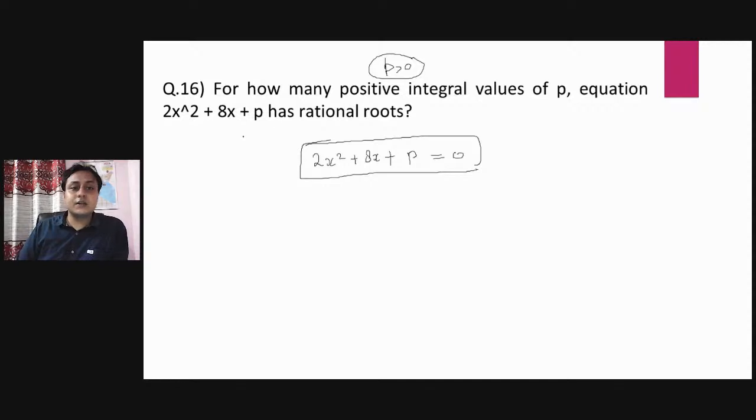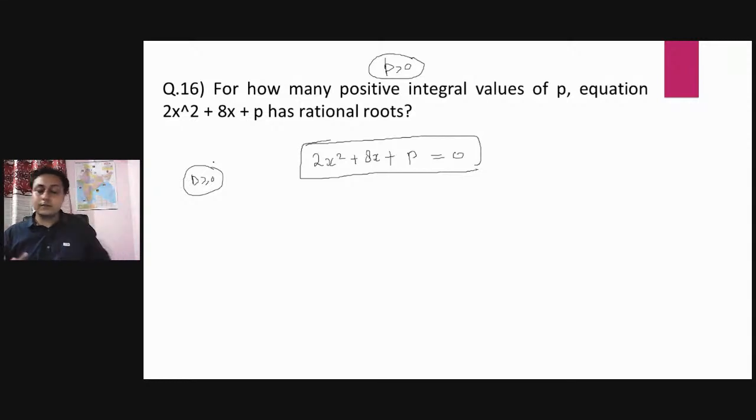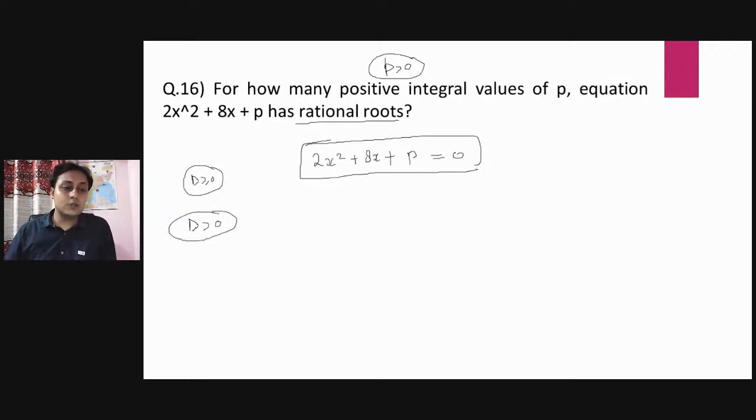This equation has rational roots. Rational numbers are real numbers, so the discriminant should be greater than or equal to 0. For rational roots, the discriminant is either greater than 0 or equal to 0. So guys, for discriminant greater than 0, there are two conditions.